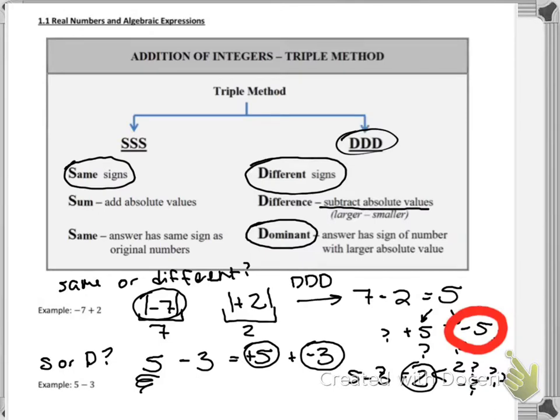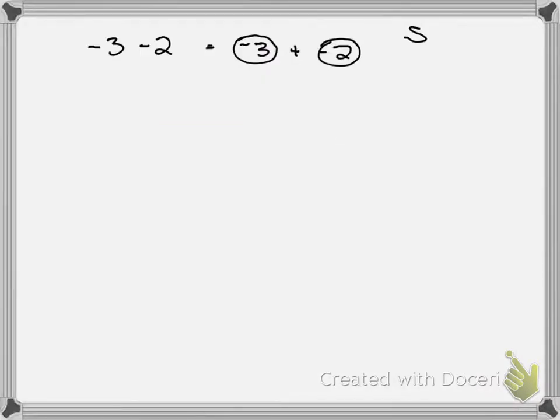So let's say I have negative 3 minus 2. Again, remember you could rewrite this as negative 3 plus negative 2. The negative signs belong to the number that they're in front of. As you can see, both of them are the same sign. So if we go back to the same signs, that means that we add the absolute values, and then the sign of the answer is the same as the original numbers. So negative 3 plus negative 2 is then negative 5, because 3 plus 2 is 5. And to figure out what the sign of the answer is, all we have to do is look at the sign of the actual numbers in the problem.